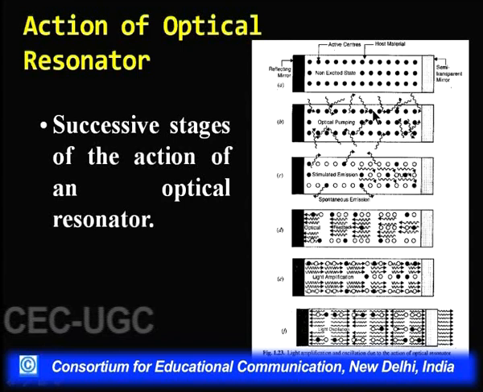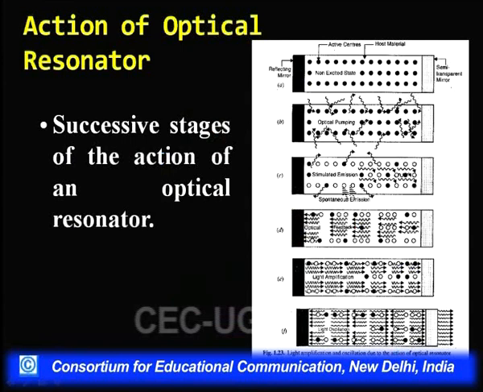Now in the diagram they are moving randomly. We see that all the atoms get the energy and move randomly. After that, some atoms in the excited state jump to the lower state, and spontaneous emission takes place. But we require stimulated emission to get the amplification of the light and to achieve the lasing action. So in diagram C, stimulated emission and spontaneous emission are taking place.